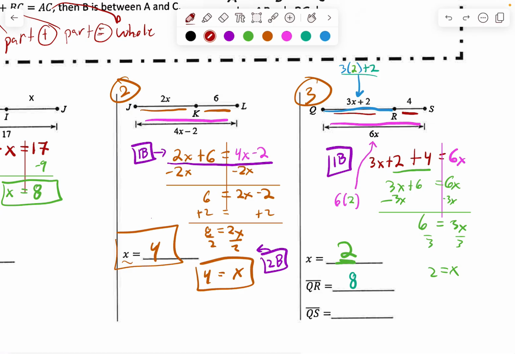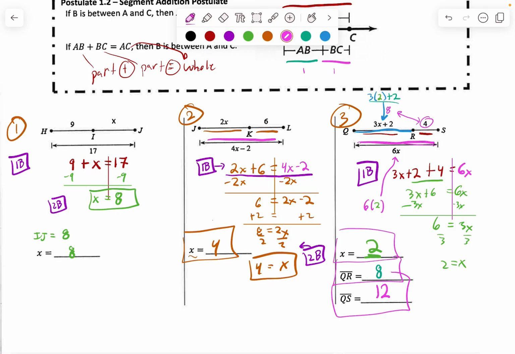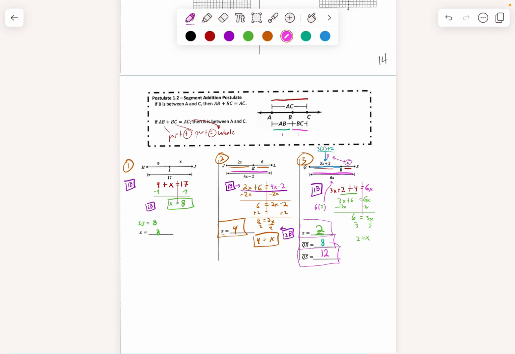Nice. All right, and this kind of makes sense because 4 plus, and we said this was 8, 4 plus 8 is 12, and that's the whole piece, so that tracks. So these would all be your answers down here, and that's it. That's where you're trying to end up by the end of the day.